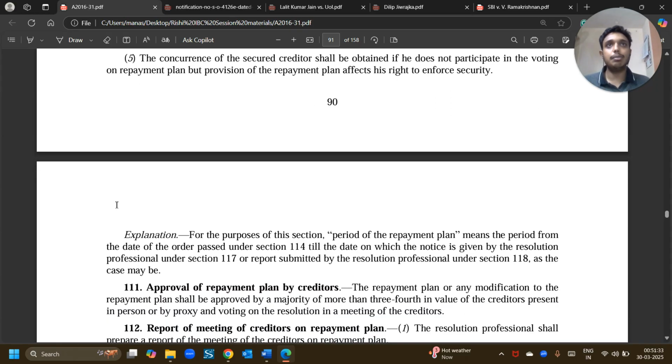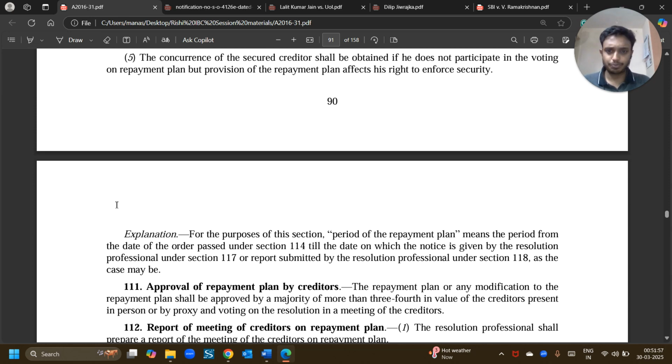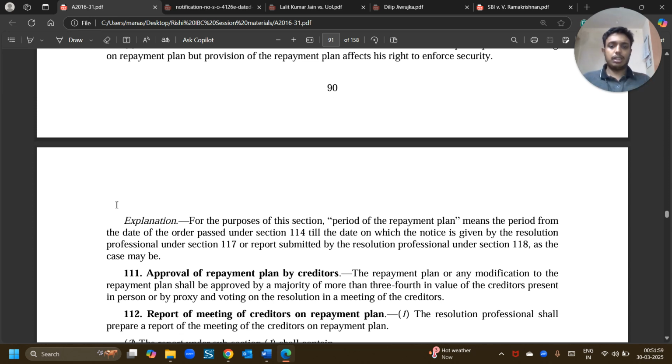So that again is a matter of a later point of view, where if the repayment plan is somewhat affecting his security, let's say the security here is a land, the repayment plan deals with the lands in one way or the other, right? Now, even if this secured creditor has forfeited his right, because the lands are mentioned in the plan and because there is an effect on these lands, he will get a right to be consulted by the RP before going ahead with the proceedings.